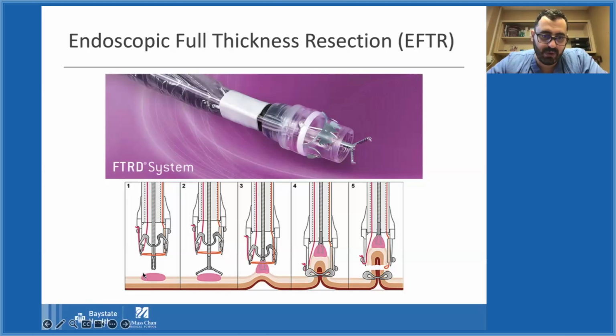So how does this work? We say this is the polyp here, number one, and you grab the polyp and pull it inside the cap, then you deploy the clip, and then you cut using that snare. If you notice here, we cut part of the muscle. So this is even more advanced. The downside is you can't remove very big lesions. Lesions up to about 1 inch, or 2.5 or even 3 centimeters, can be removed, but not more than that.